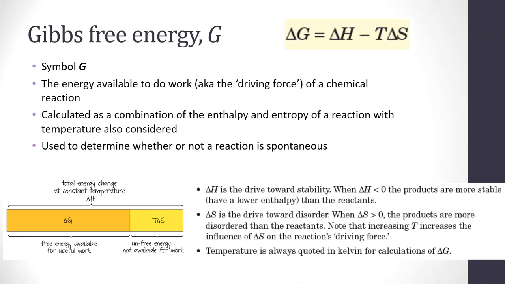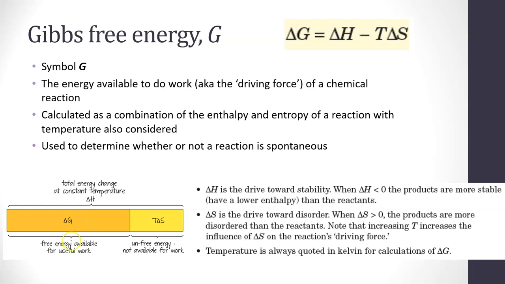Where enthalpy tells us how much energy is around, Gibbs free energy is telling us what part of that energy can be used for work and not just lost as heat. It's calculated by combining enthalpy and entropy, with the temperature also being a part of this equation. So it's used to determine whether or not a reaction is spontaneous. Delta H is given by the total change in energy, the heat of reaction. It's the total energy change at a constant temperature for a reaction.